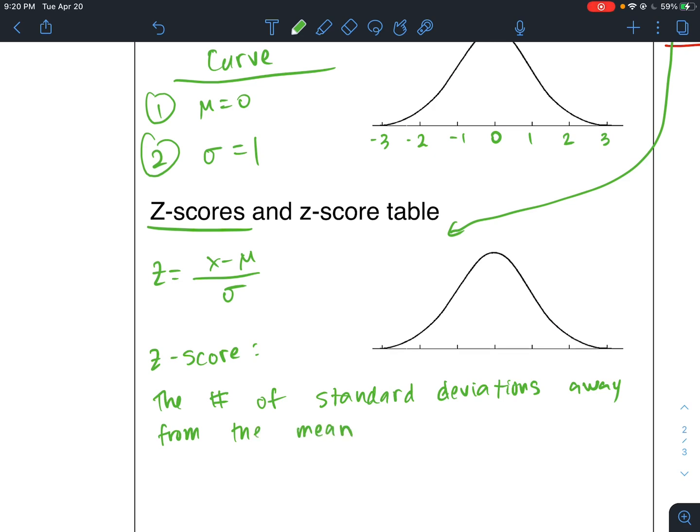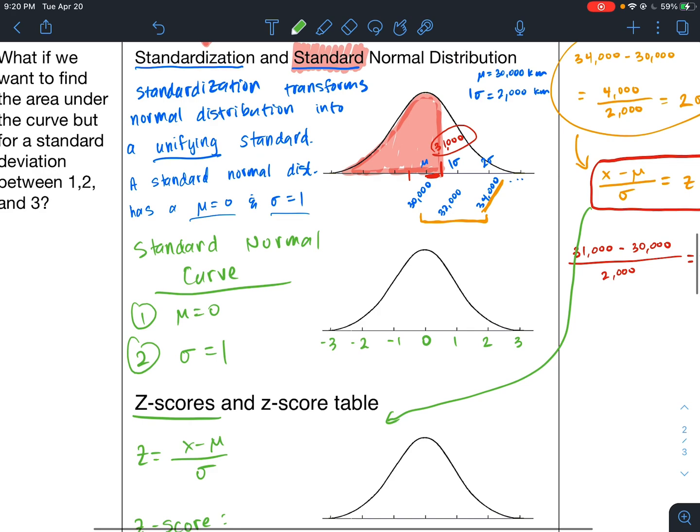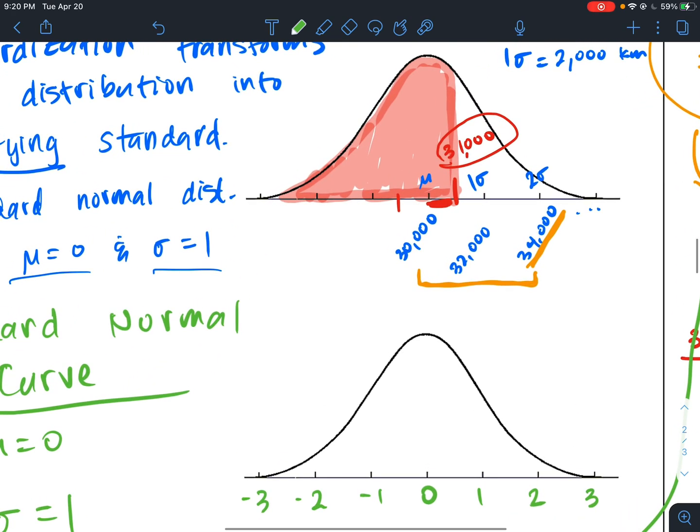Okay, now again, what that means is if I give you a number like 27, so this would be, that's 30, so that's going to be 20. So let's say I give you 27,564 kilometers on a tire, and you want to find what percentage that is under the curve.